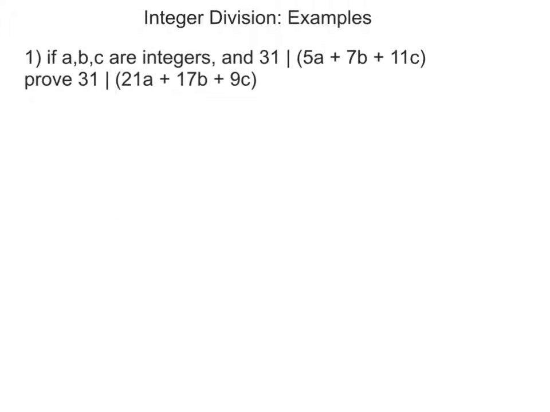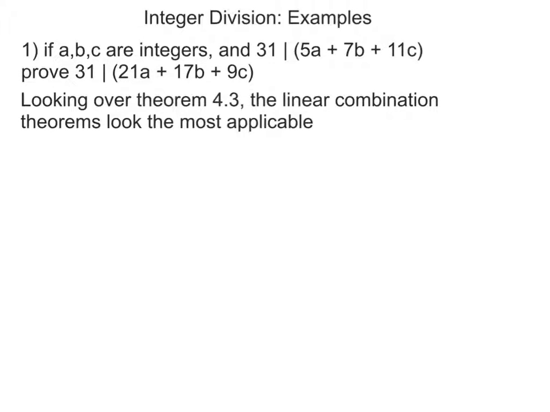Another example from your book: if a, b, and c are integers and 31 divides 5a plus 7b plus 11c, prove that 31 divides 21a plus 17b plus 9c. When trying to figure out where to start, we can look at what we have so far. We've covered the definition of divisibility, and we've covered Theorem 4.3.